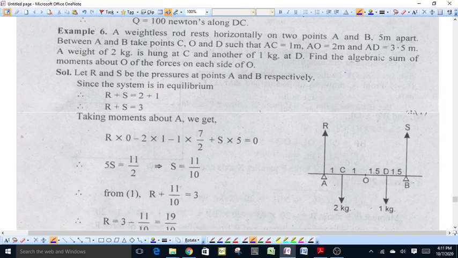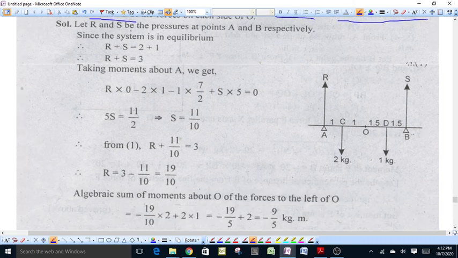Now, see this example. A weightless rod rests horizontally on 2 points A and B 5 meter apart. Between A and B, take points C, O and D such that AC is equal to 1 meter, AO is equal to 2 meter, AD is equal to 3.5 meter. A weight of 2 kg is hung at C and another of 1 kg at D. Find the algebraic sum of moments about O of the forces on each side of O.